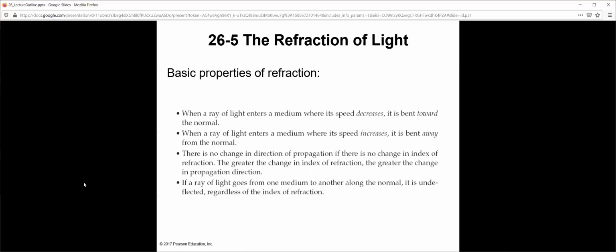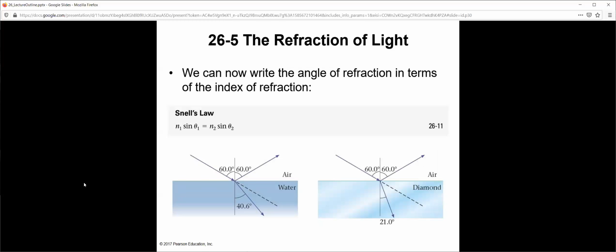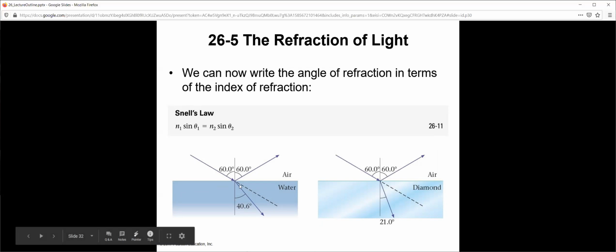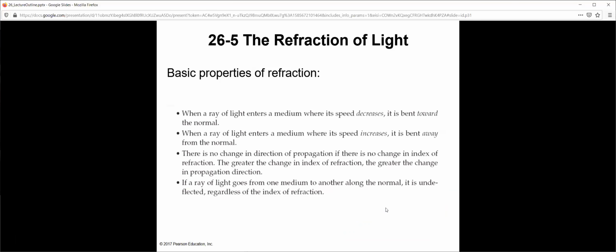And that was shown in the previous picture, showing this picture here, right? It comes in at 60, exits at 40 for water, comes in at 60, exits at 20 for diamond. Diamond has a greater index of refraction, therefore diamond bends light more. And lastly, if a ray of light goes from one medium to another along the normal, it is undeflected regardless of the angle of incidence. So if you shine something along the normal, it's not going to bend.